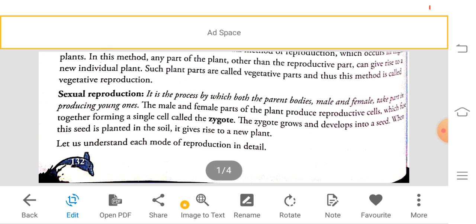The zygote grows up into a new seed. When this seed is planted in the soil, it gives rise to a new plant. So in sexual reproduction, the male and female reproductive cells fuse together to form a single cell called the zygote. This zygote turns into a seed, and this seed turns into a new plant.